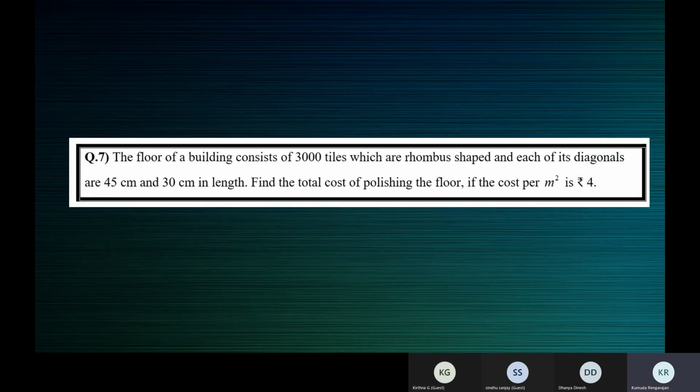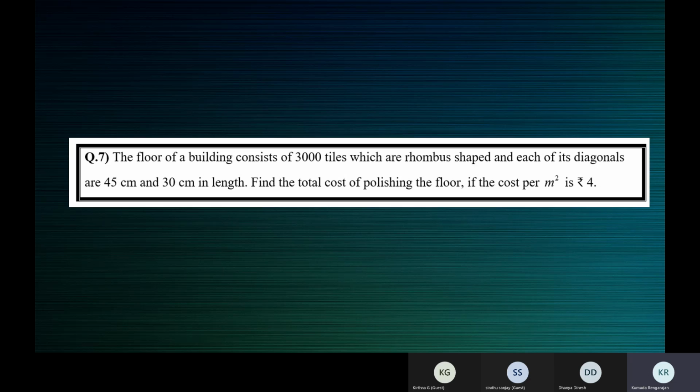The floor of a building consists of 3,000 tiles, which are rhombus shaped, and each of its diagonals are 45 centimeters and 30 centimeters in length. So the shape of the tiles, rhombus. Now we can find the area of the rhombus using two formulae. One is base into height, if base and height are given. The other is half d1 d2. So here we are given the length of the diagonals.